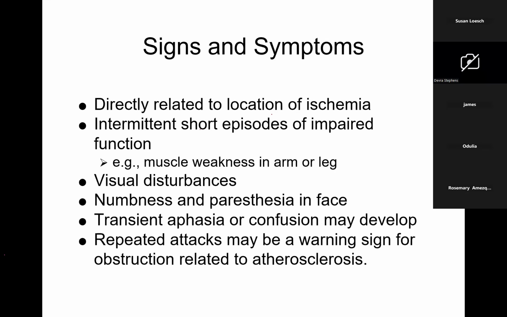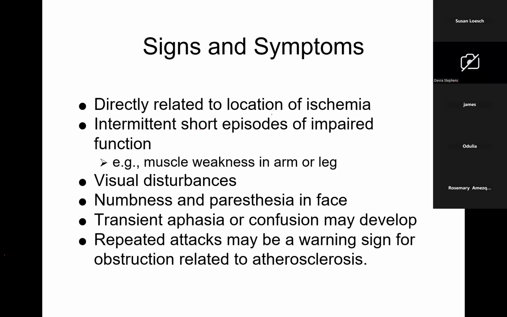Signs of a TIA are directly related to wherever the ischemia occurred. The patient will remain conscious. They'll have short periods of impaired function, like muscle weakness in the arm or the leg, visual disturbances. Numbness and paresthesia can occur in the face. Transient aphasia or confusion can develop. The attack might last for a few minutes or longer, but usually never longer than 1 to 2 hours.